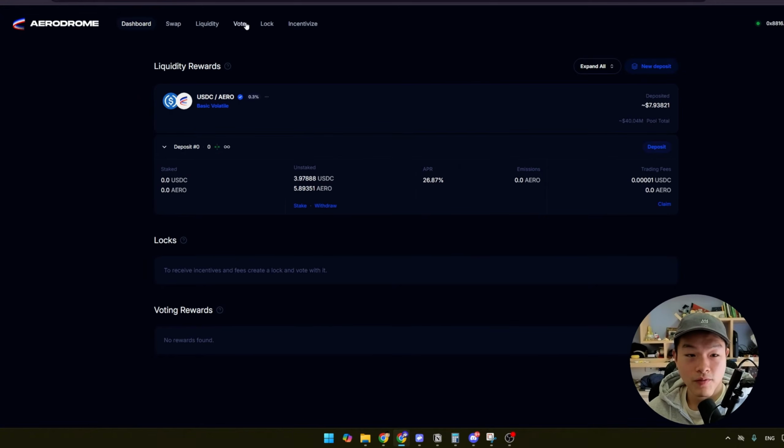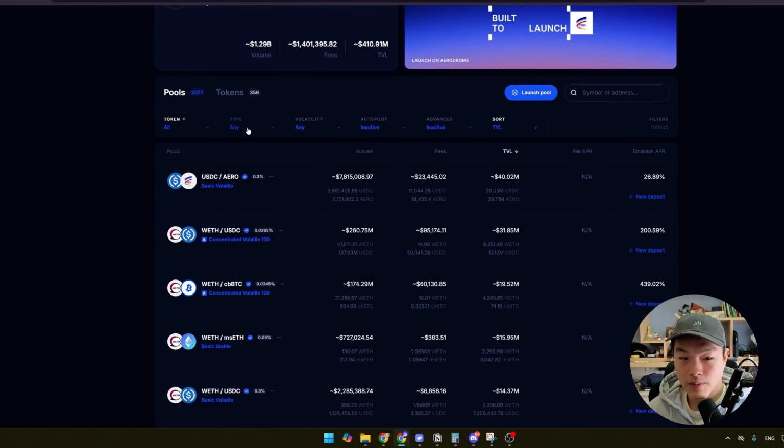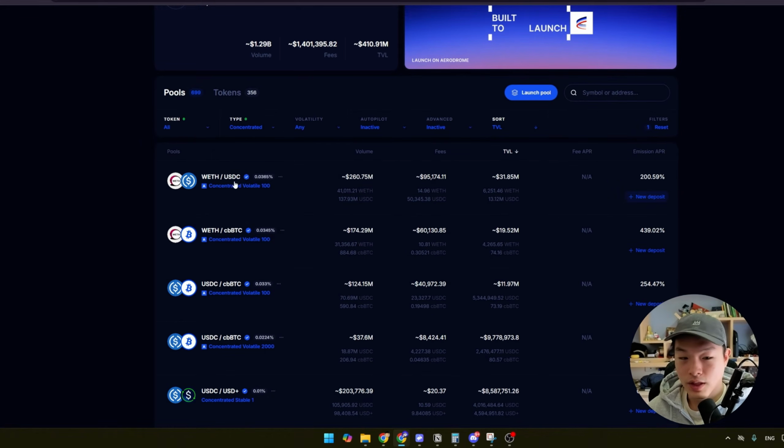Because a lot of liquidity providers, they would just go to this liquidity tab and then maybe they are providing concentrated liquidity, right?